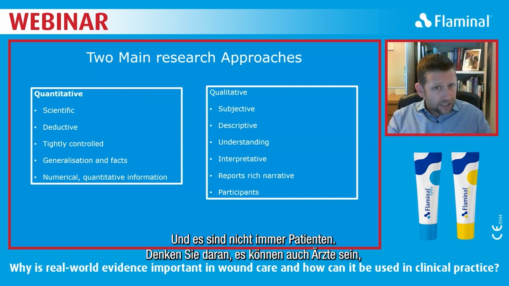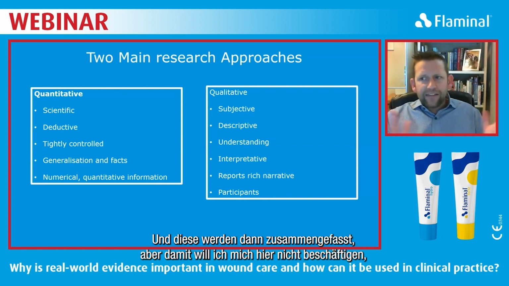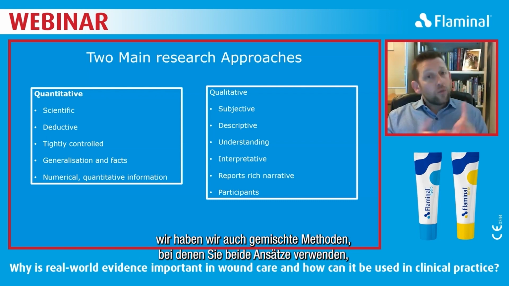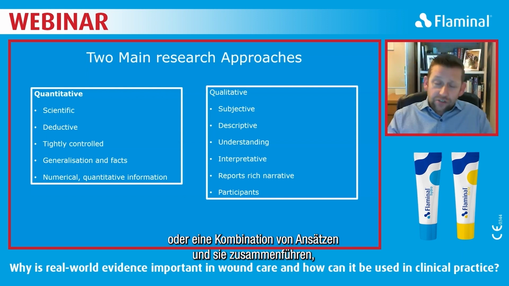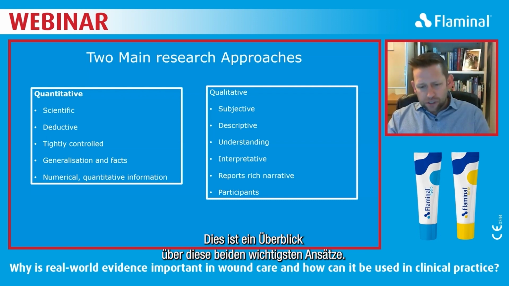And they're not always patients, bearing in mind that they can be clinicians, they can be a whole range of different people. And then bringing these together, don't forget, and it's out with the scope of this talk, we also have mixed methods where you use both approaches or a combination of approaches and combine them together to make good quality studies as well. So that's an overview of the two main approaches.